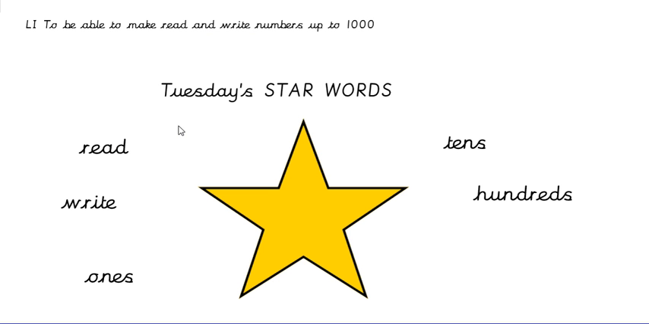Okay, welcome back. It's Tuesday. We're going to be looking at these words today: read, write, ones, tens and hundreds. And our learning intention for today is to be able to make, read and write numbers up to 1,000.